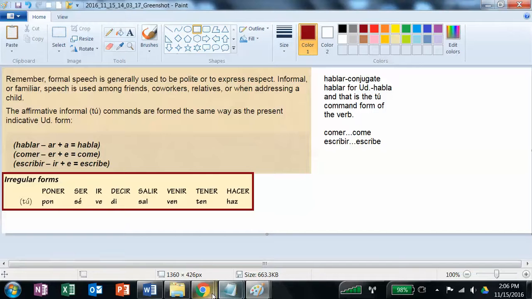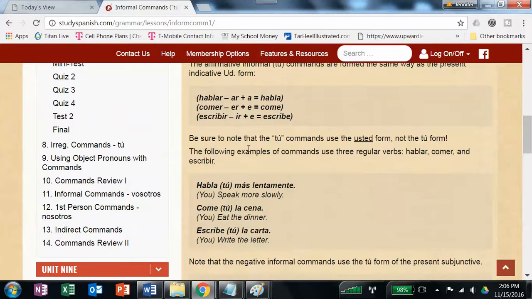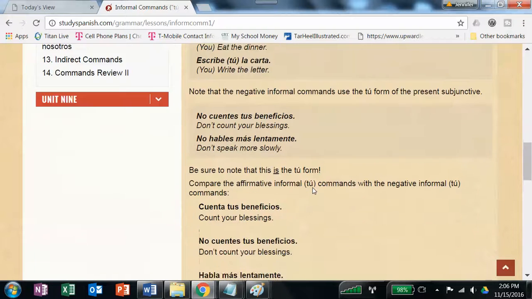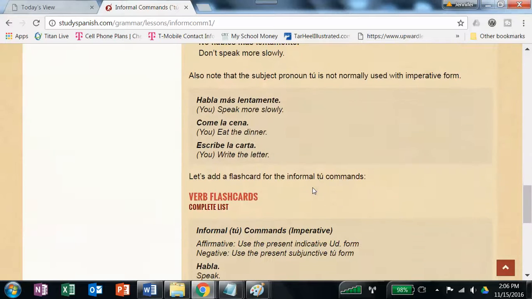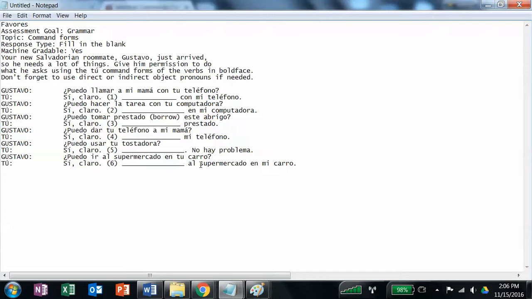So let's see if there's any more on this, and then we'll go and do some practice. So be sure to note tú commands use the usted form, and they gave you some examples. And we're not going to talk about negatives yet, so let's go ahead and do practice. Okay.